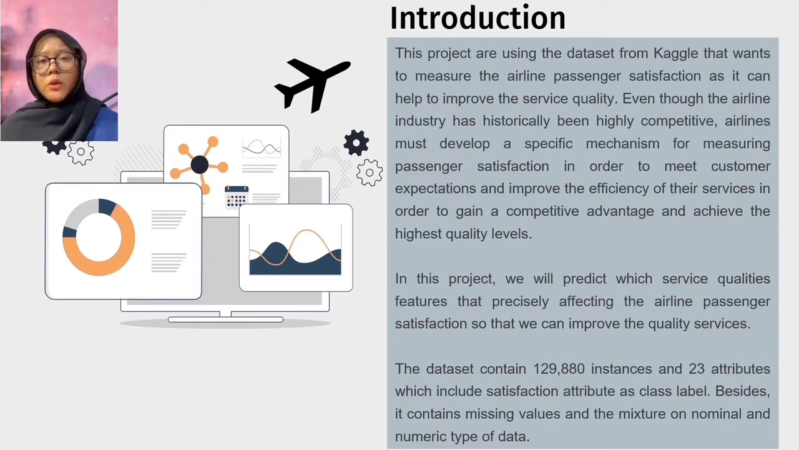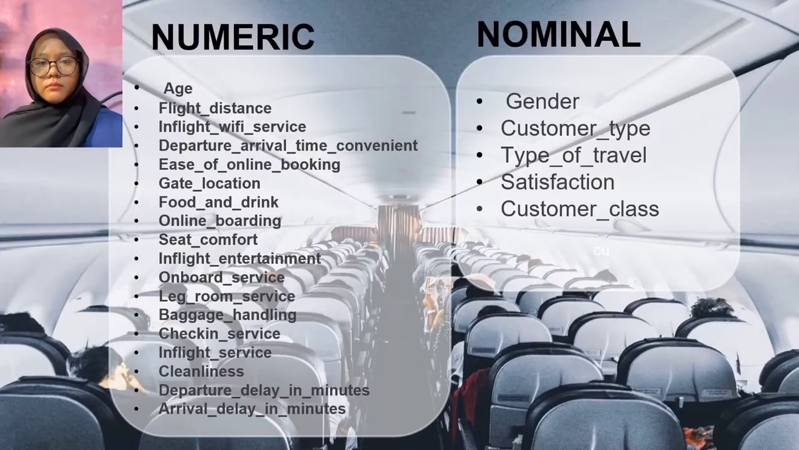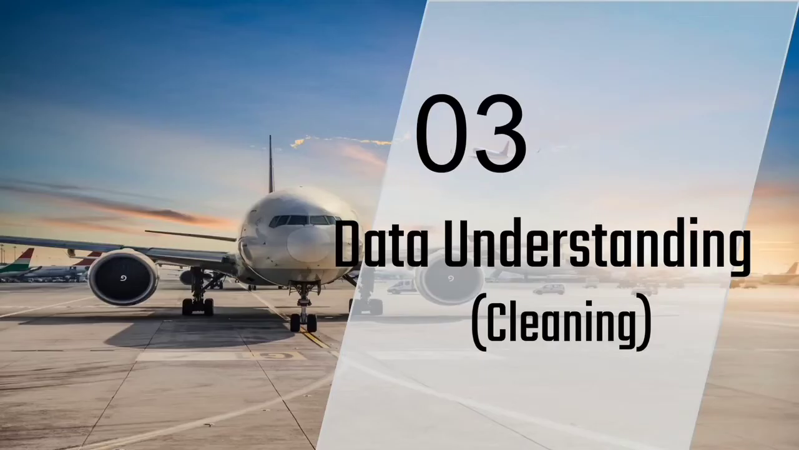Our dataset contains 129,880 instances and 23 attributes, which include the satisfaction attribute as a class label. Besides, it contains missing values and a mixture of nominal and numeric data types. So this is our numeric and nominal data. There are 18 numeric attributes, while the other 5 are nominal.